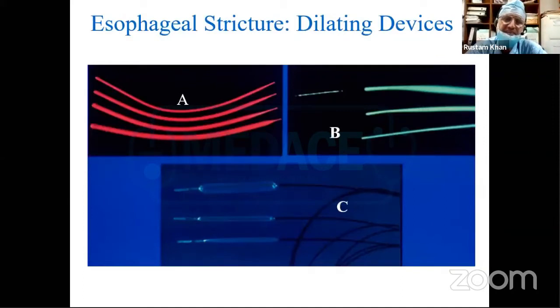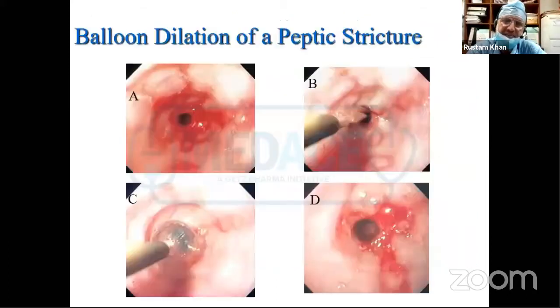And these are the modalities of dilating an esophageal stricture. In picture A, these are Maloney catheters which are filled with mercury. Picture B is Gilead dilators, and picture C is through-the-scope balloon dilators.